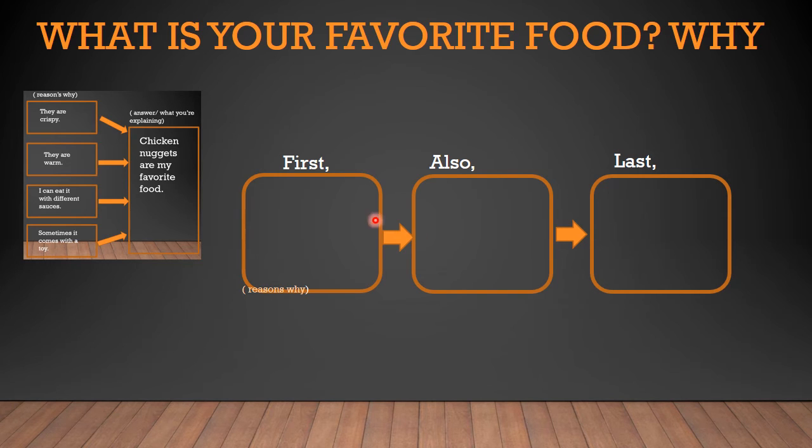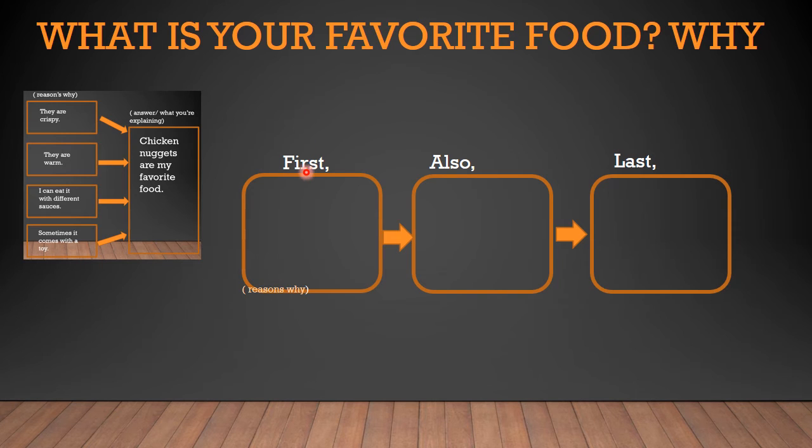Now I have above each square the words first, also, and last. So this is going to be my first event, my also event, so another event that goes with it, and my last event. However, we're used to using this for stories and events. Here, we will not be using them for stories and events. We will be using them for reasons.